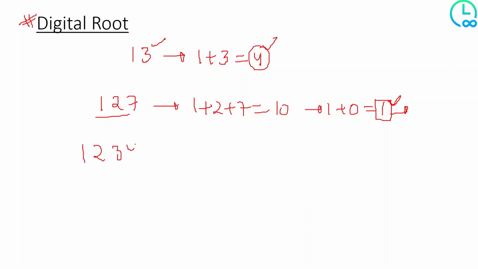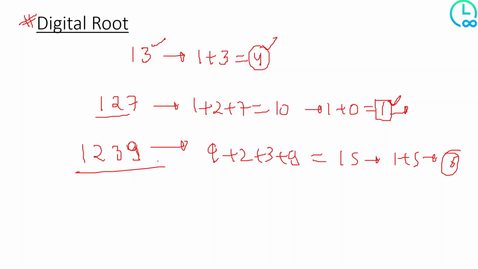Take 1, 2, 3, 9. So this is 1 plus 2 plus 3 plus 9. So this is 15. And again 1 plus 5, that is 6. So 6 is the digital root of this number. One thing you can also do, you can remove 9. Don't count 9. Wherever 9 is there or any numbers making 9, just remove those. So just add the remaining numbers, that is 6. So 6 is the digital root of this number. This is the shortcut that you can use.